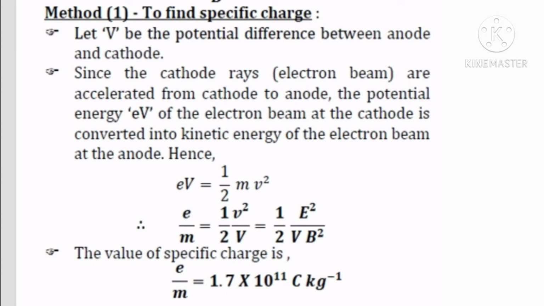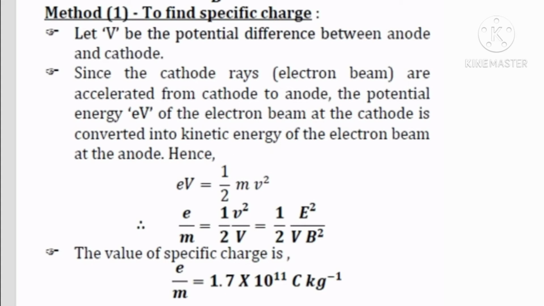Here, three different methods are given to determine the specific charge of the electron. First, let us determine the specific charge of the electron with the help of its kinetic energy. Let V be the potential difference between the anode and cathode. Since the cathode rays, that is, the electron beam, are accelerated from the cathode to anode, the potential energy eV of the electron beam at the cathode is converted into kinetic energy of the electron beam at the anode.